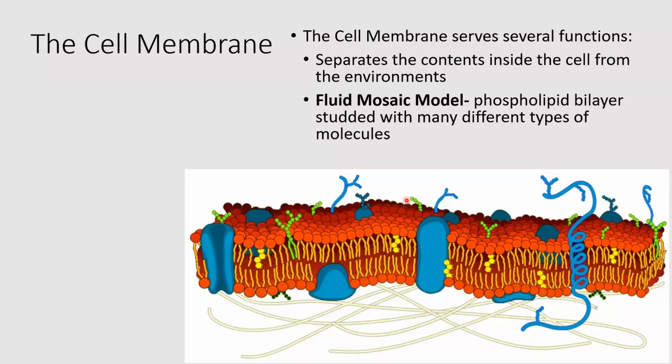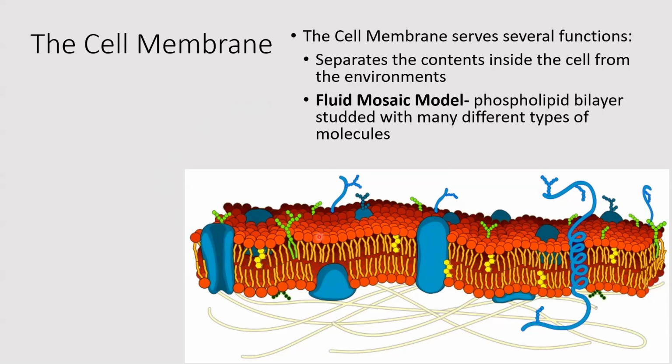So I'm just going to discuss the cell membrane very briefly. The cell membrane serves several functions. One, it's going to separate the contents of the inside of the cell from the extracellular environment. It is often referred to as a fluid mosaic model because this phospholipid bilayer has many different proteins on it. As you can see here, it has very different proteins. And in addition, the fluidity of the membrane due to the phospholipid bilayer is where it gets that part of the name from.